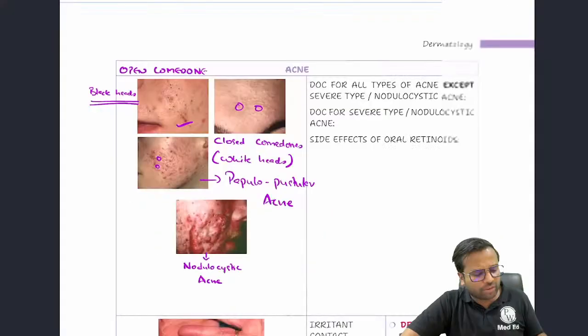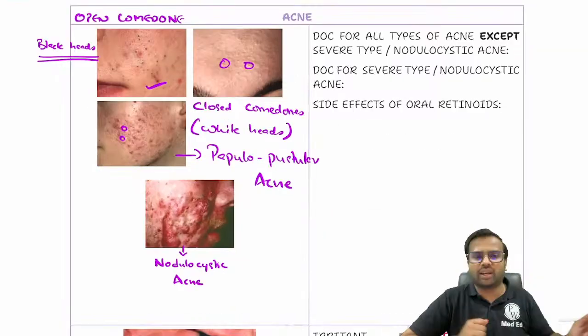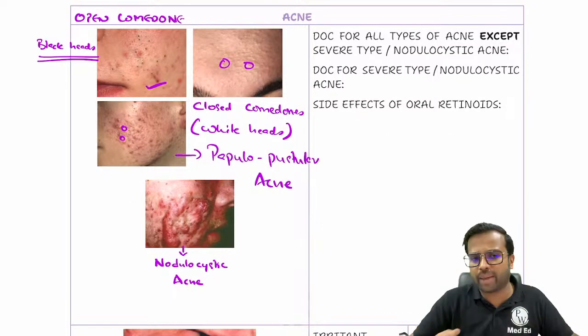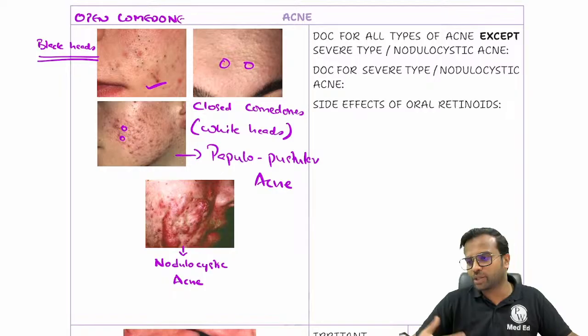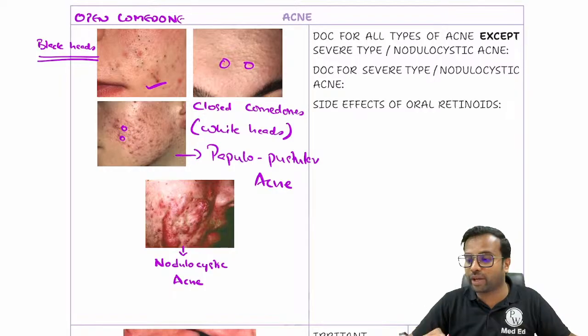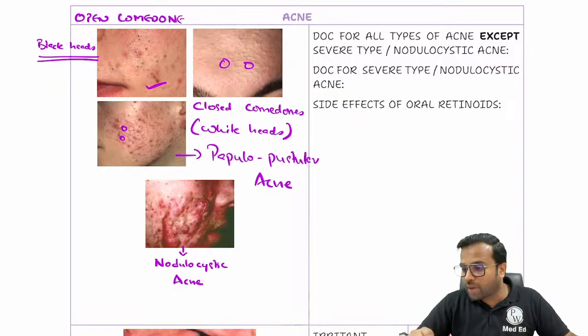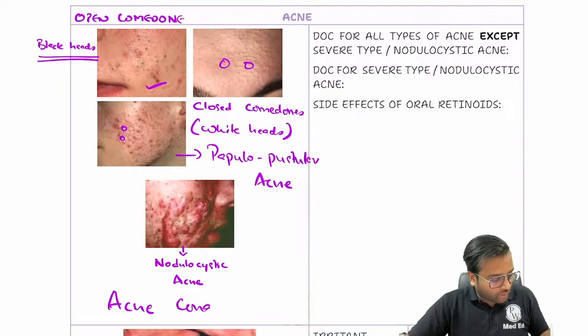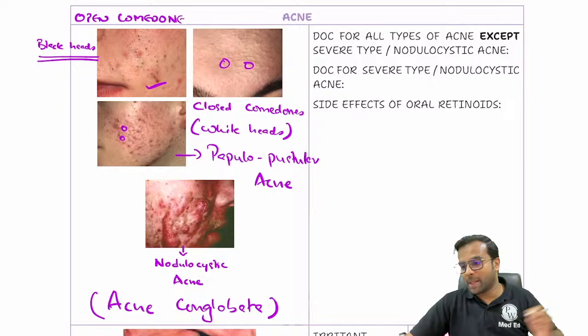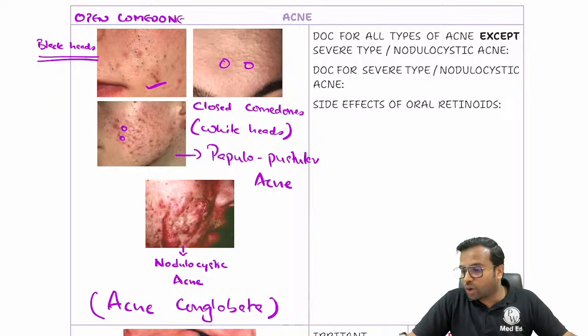But for nodulocystic acne, I would love to hear one more name from all of you, because we have no idea how they are going to ask a question on the day of your exam. I can see that Harsh, Sirisha, all of you have answered, isn't it? Conglobata. So this is called nodulocystic acne.